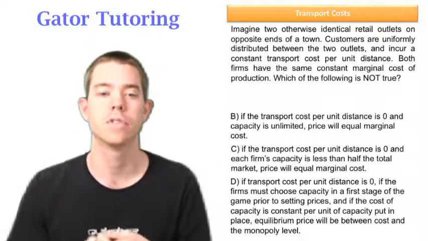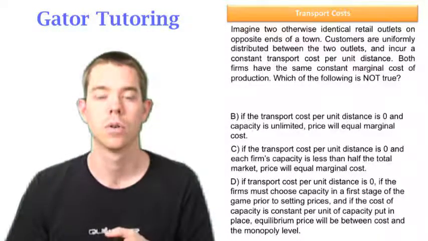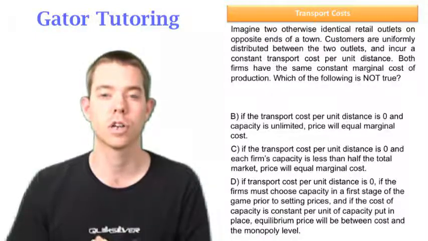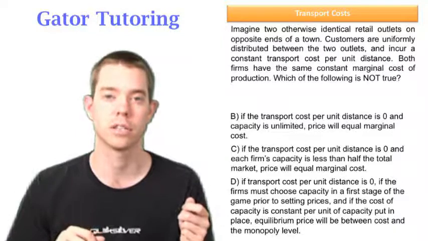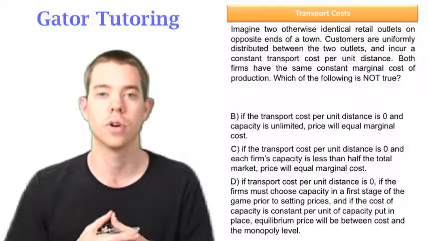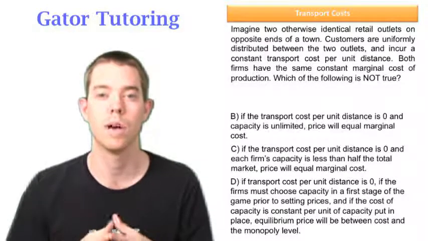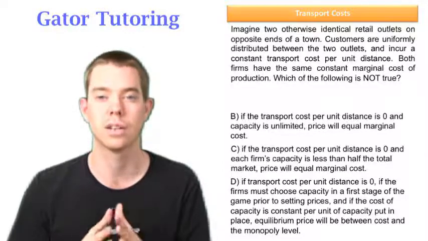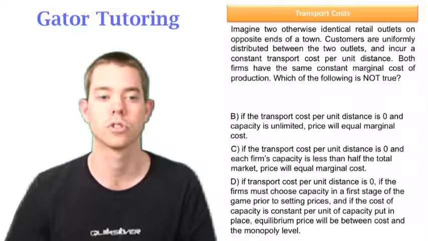B says, if the transport cost per unit distance is 0 and capacity is unlimited, price will equal marginal cost. Well, this is true because now if transport costs are 0, people on this side of the town can easily travel to the other side and get the other outlet's merchandise. So if they're basically identical outlets competing on price, what we know about homogeneous or identical things that compete on price is that price is going to equal marginal cost. So we know that is true. Also, we can get rid of B.